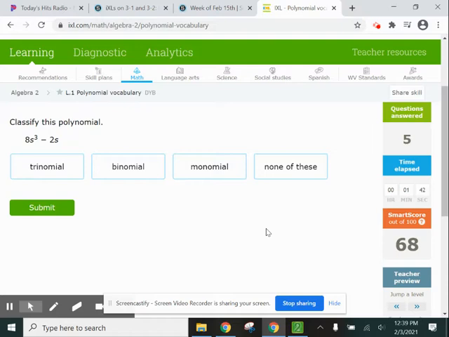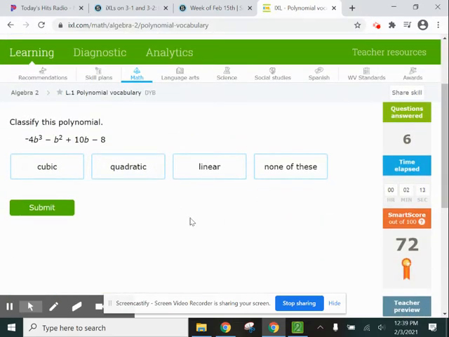Okay, this one, classify the polynomial. So we have trinomial, binomial, monomial, and one of these. Trinomial means 3 terms. This problem has 2 terms, so this is not a trinomial. Binomial means 2 terms, so that would actually be our solution for this one. Monomial means 1 term. So 1, 2, 3, and then if it's 4 or something bigger, that would be a none.